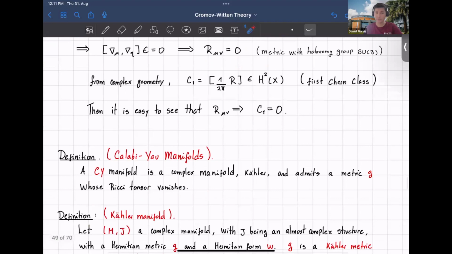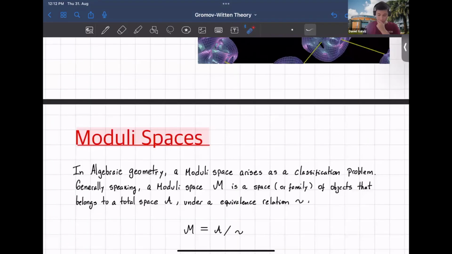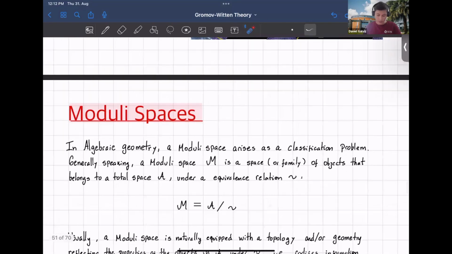Is there any other question? Okay, if there are no more questions, then I will continue to explain moduli spaces.